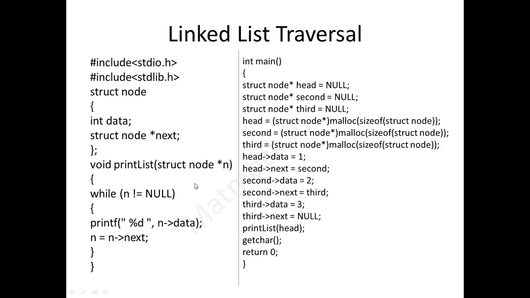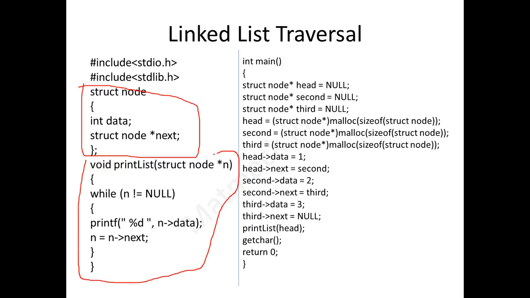Now how does it work? This part you already know, the struct node with data. Now this is the function. We will discuss this function, but before that: head, second, third, three nodes, memory allocated to each of them, insert data, head's next will point to second, insert data, second will point to third, insert data, and third's next will point to null. We discussed this in the last slide. So here I will call the function print list.